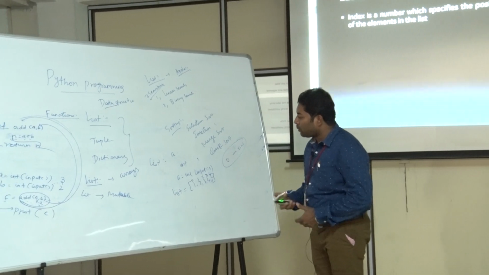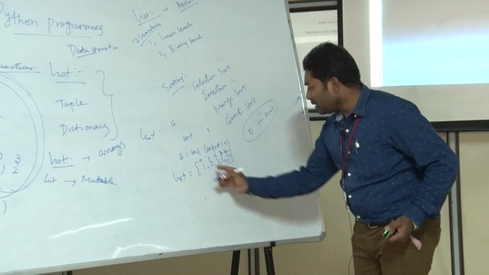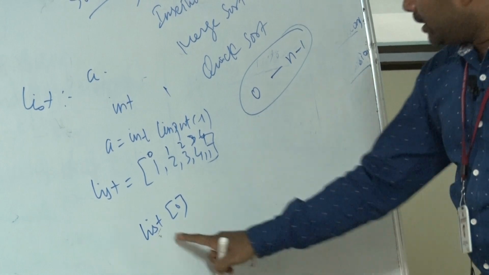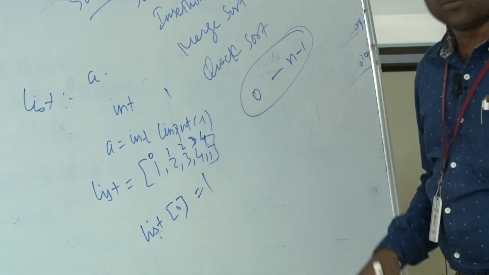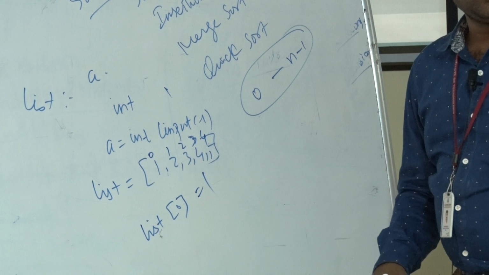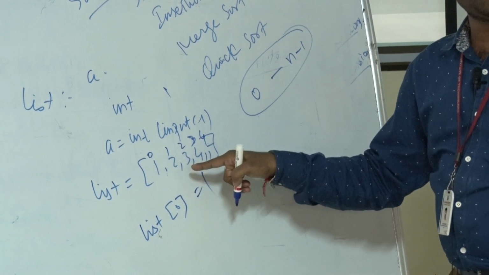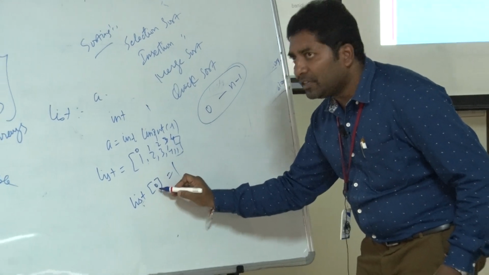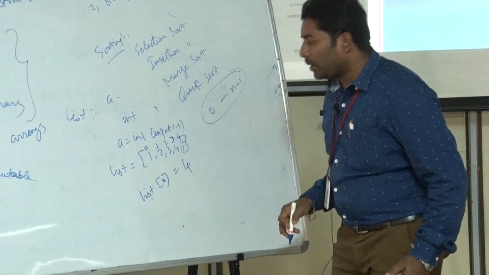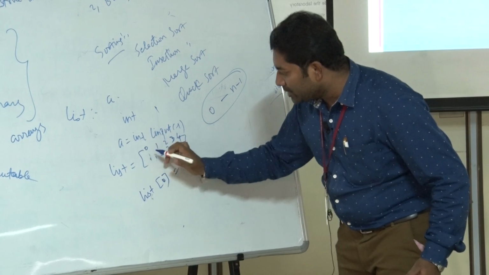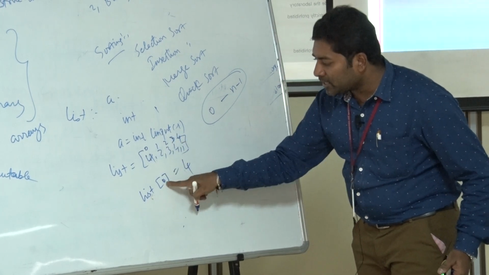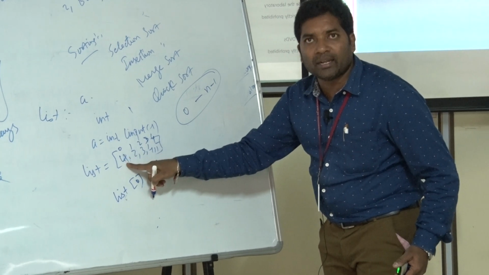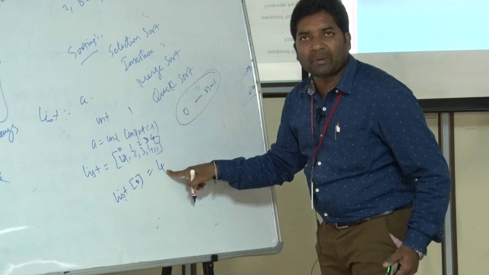For example, if I want to take the first value, what am I supposed to do? List of 0. If I take list of 0, what is the value? 1. So what is mutable? I told that after declaring the variable, we can change the value. How is it possible? I can give list of 0 equal to 4. That means the 1 will be replaced by 4, because list of 0 means the first index, and earlier the value there was 1. It has been replaced with 4.